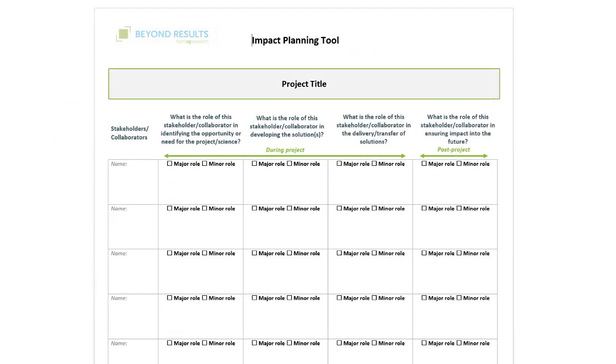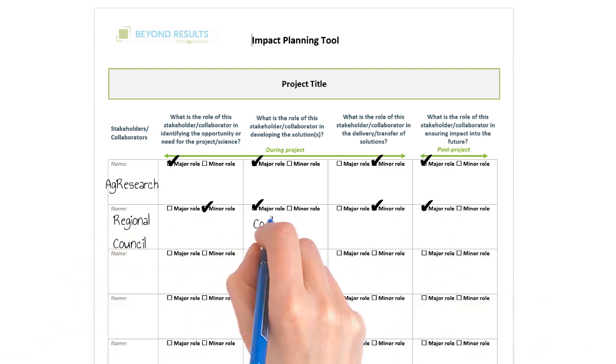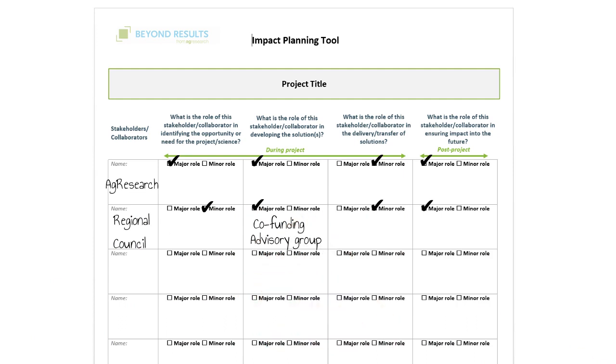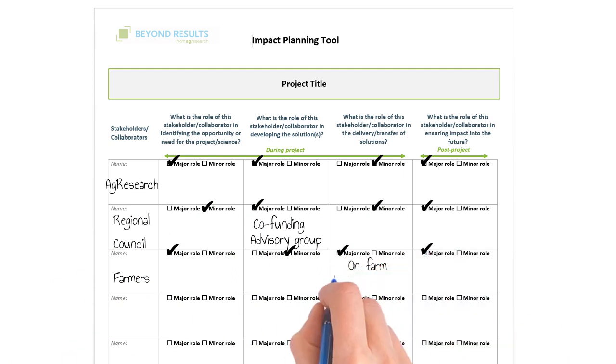So write down all your stakeholders and answer each question for every one. There are little boxes where you can indicate whether they have a major or minor role, so don't forget to include yourselves in the list and the role you play. An example of a next user could be the regional council, who might provide co-funding or be part of an advisory group, while an example of an end user could be farmers who help with on-farm demonstrations.